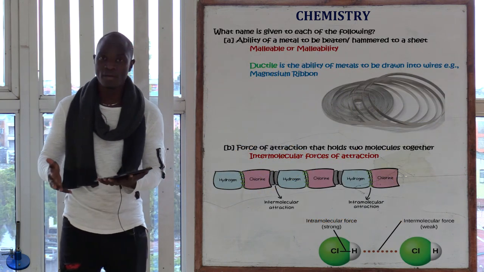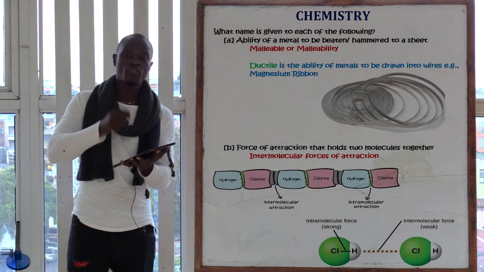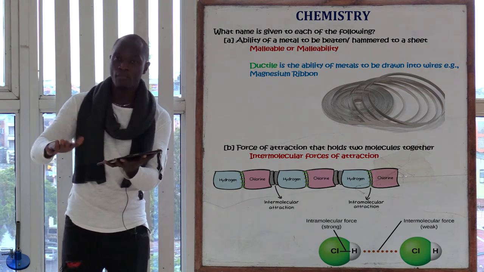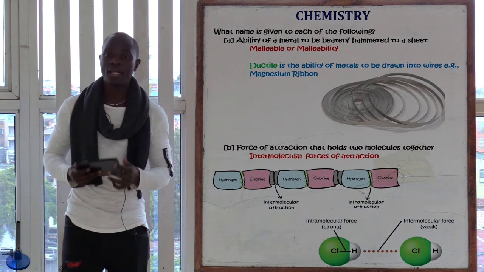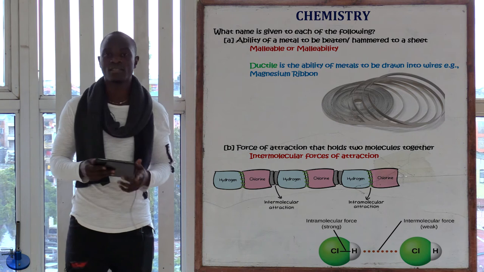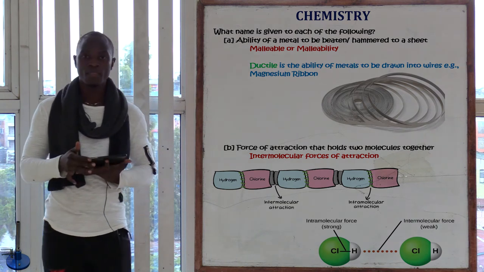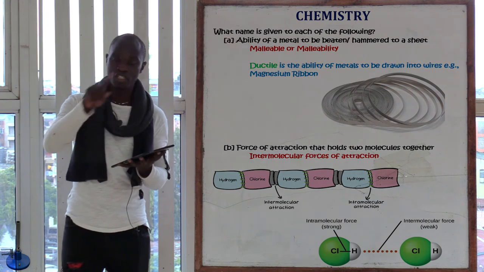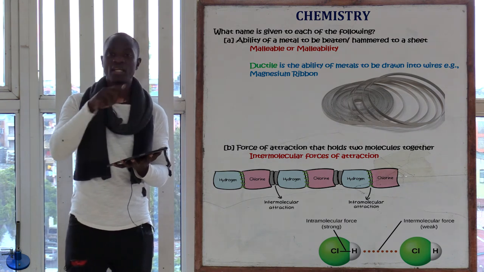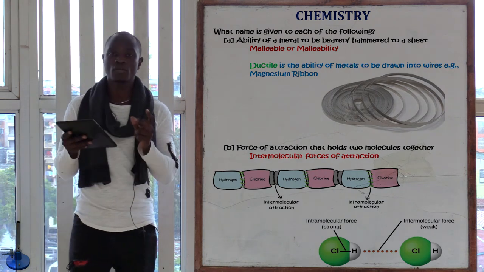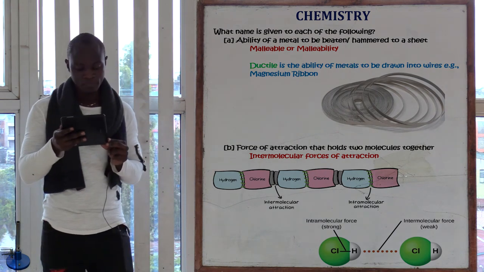So malleable, remember we say that we heat that metal to form very long sheets of the metal. Ductile means the ability of a metal to be drawn into very thin wires. Like for example, you have magnesium. So magnesium is ductile, meaning that it has the ability to be shaped or drawn into very long wires. So that is malleable and ductile. These two things go hand in hand.